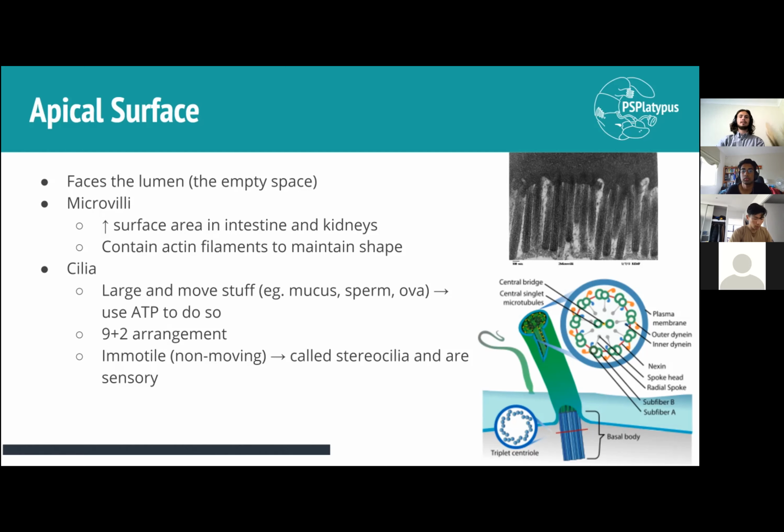Cilia, they are large, and generally they're motile, so they move stuff. So they, for instance, move mucus, they move sperm, and they move ova, so eggs. And that means that they require energy. They use ATP to do that. They have a 9+2 arrangement of, I think, microtubule doublets, and they function. They are moving. That's how they do their jobs. And if you have cilia that are non-moving, well, there are some cilia that are non-moving, and they're called stereocilia, and those perform a sensory function rather than a function of moving things.